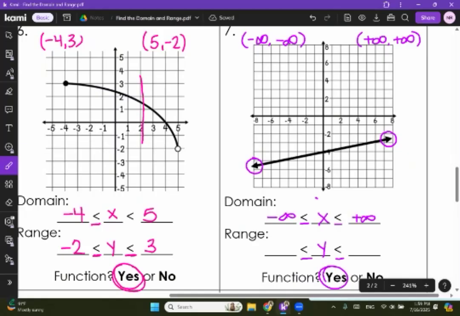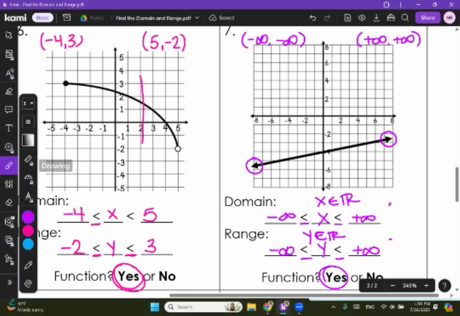This one, x is a set of all real numbers, -infinity to +infinity. So y is a set of all real numbers. Once again, just because the domain is all real numbers doesn't mean that the y automatically will be all real numbers.